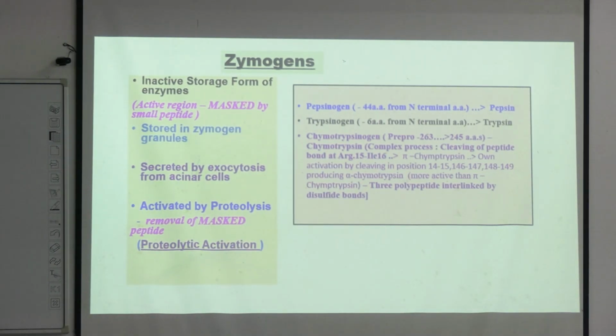They are masked by the small peptide, and they are secreted into the duct, because you see that there is a salivary gland here. There are two parotid glands, and the submaxillary or submandibular gland. In the pancreas also there are pancreatic acinar cells. So, these secretions are secreted into the duct.